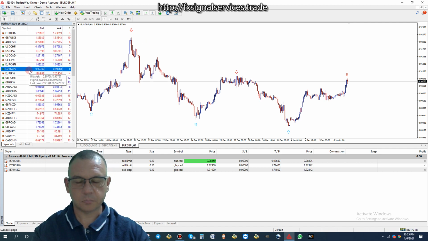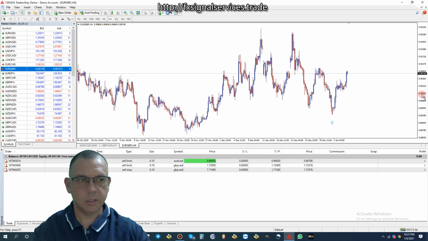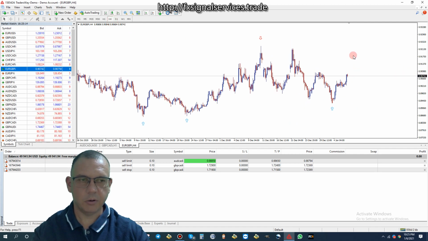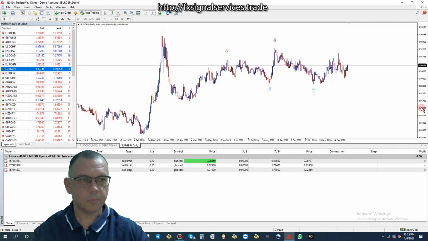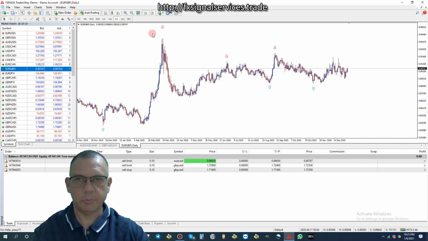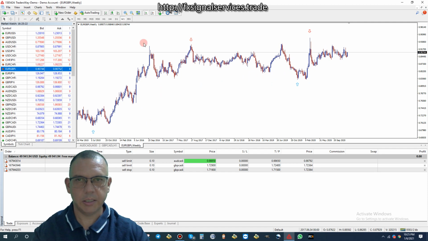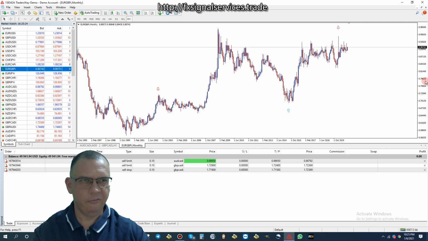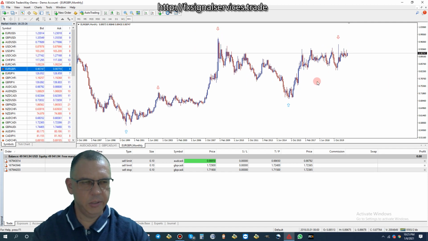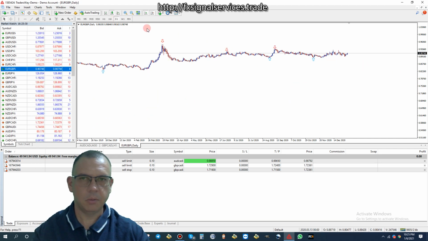Looking at Euro GBP, the 1 hour shows a sell right now. It probably will go higher, I don't know. Let's look at the 4 hour chart though. The 4 hour chart shows the buy. The daily chart shows the buy. The weekly chart shows a sell. The monthly chart shows a sell as well, but it's okay. I'm not worried about the monthly chart.